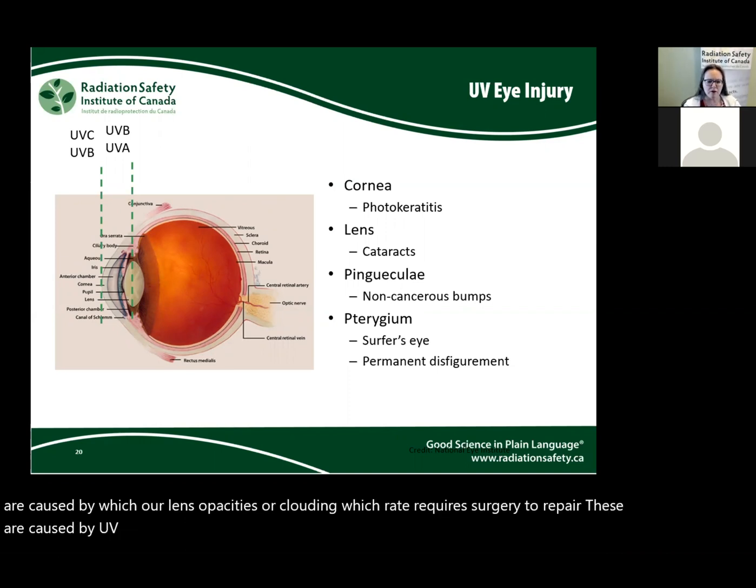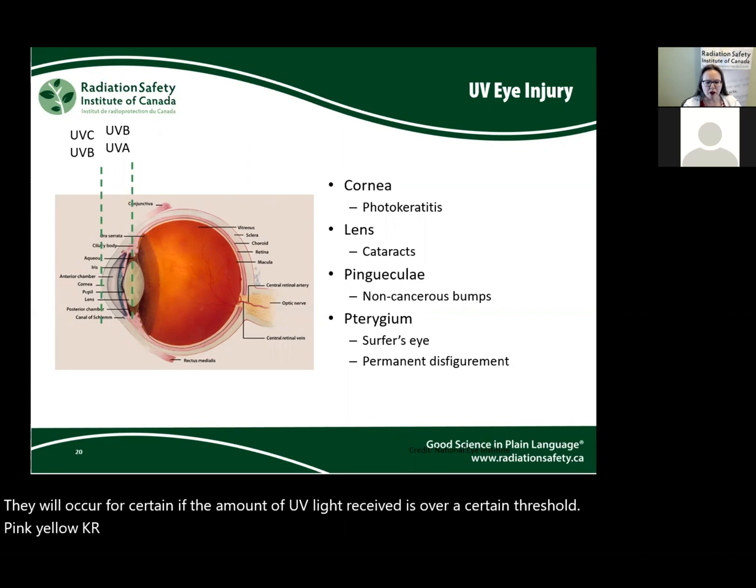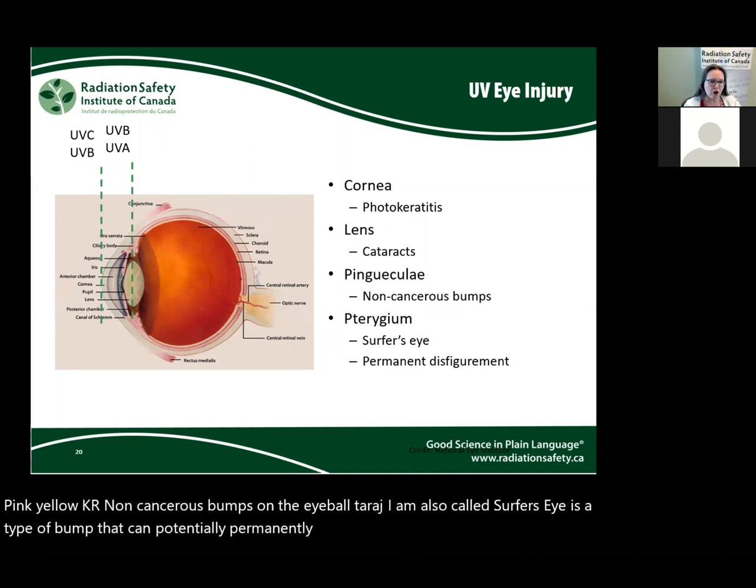These effects are called tissue reactions or deterministic. They will occur for certain if the amount of UV light received is over a certain threshold. Pingueculae are non-cancerous bumps on the eyeball. Pterygium, also called surfer's eye, is a type of bump that can potentially permanently disfigure your eye. These are also caused by ultraviolet exposure.